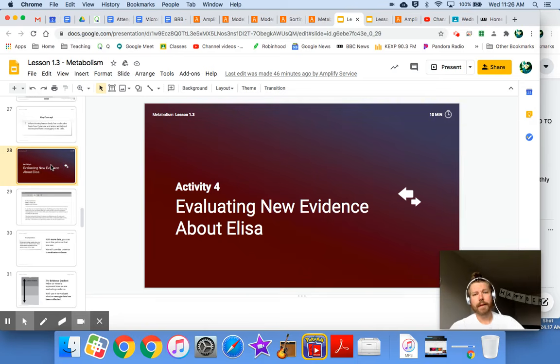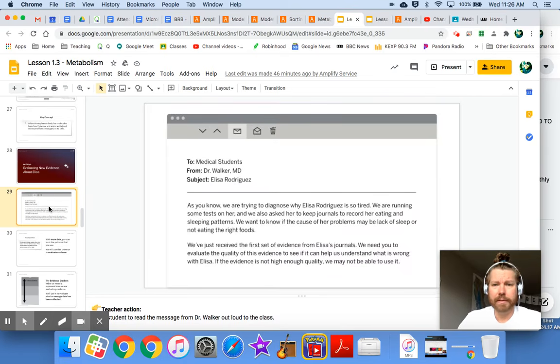So next thing we're going to do, we're going to evaluate some evidence, and we have this nice evaluation sorting tool that we didn't have last time that's going to help us. Let's read this letter first from Dr. Walker, the Walker doctor, to two medical students from Dr. Walker, MD, subject Elisa Rodriguez.